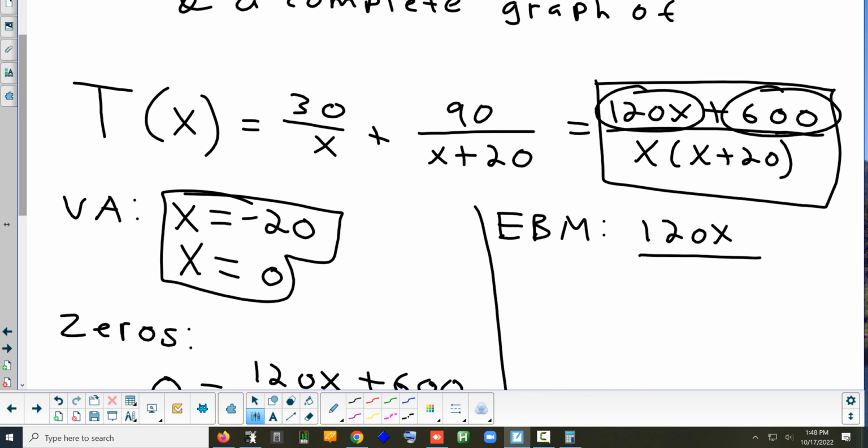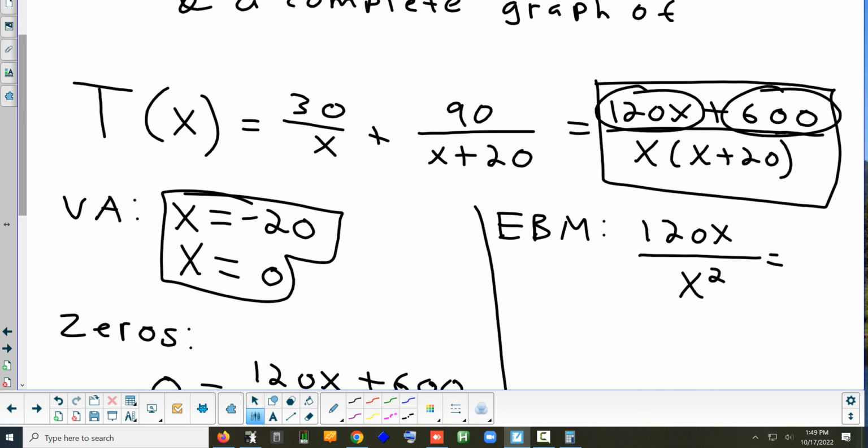Now the bottom, you've got to be a little careful. You have to think what it would look like if you distributed that out. And if you want to distribute it out, you could. But if you distributed it out, what would be my highest degree term in the bottom? Yes? X squared. You'd have an x squared plus 20x. X squared is the highest.